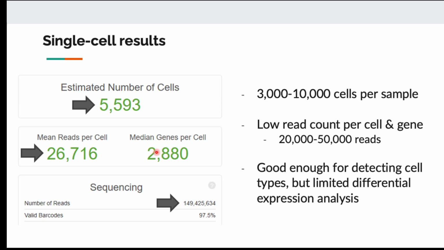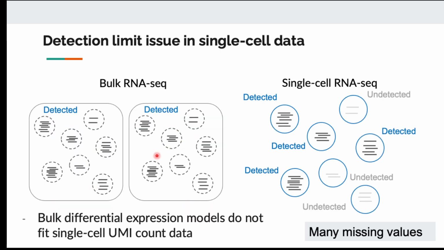And of course, you are going to see fewer genes. Instead of seeing all 20,000 genes, you might see only 3,000 because you have only 50,000 reads. You're not going to be able to detect all the genes. So this can create a problem. Single cell RNA sequencing is going to be less sensitive than bulk sequencing.